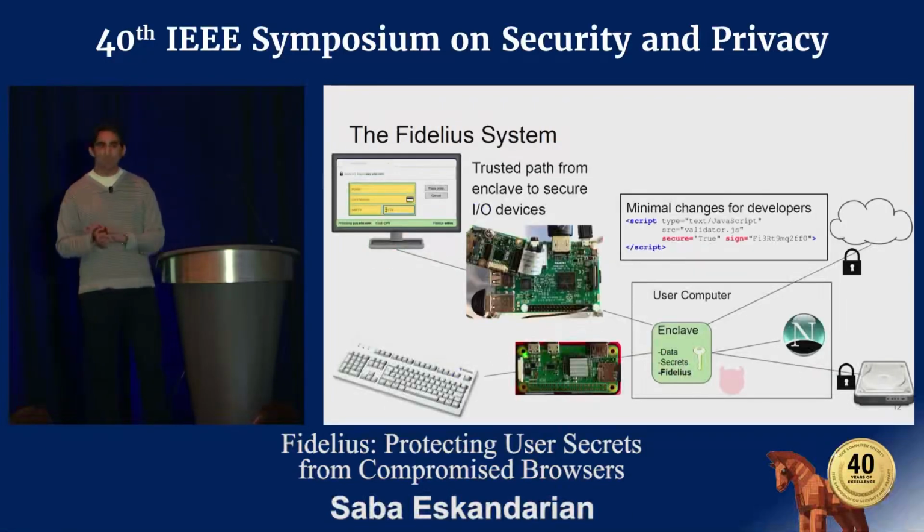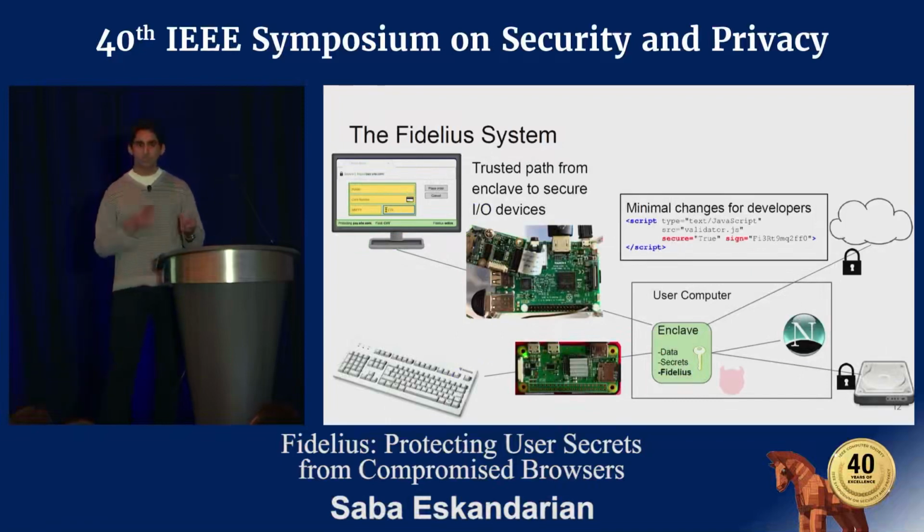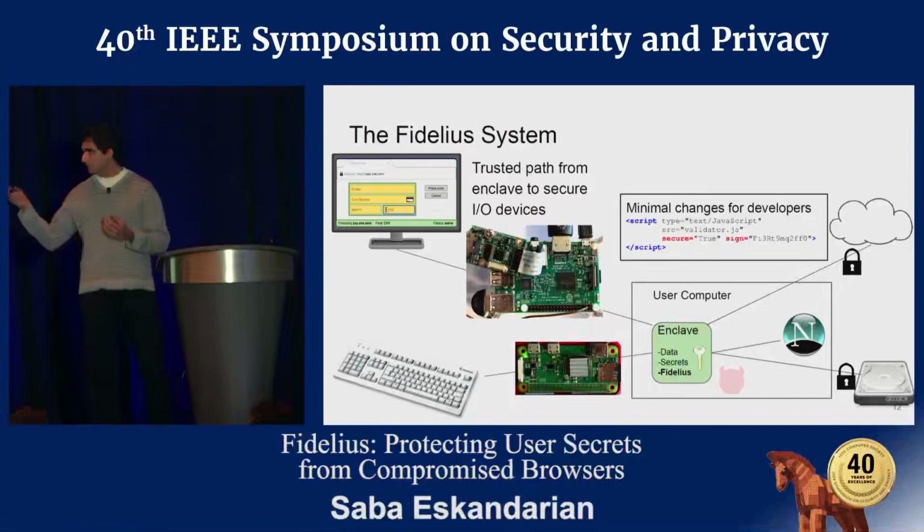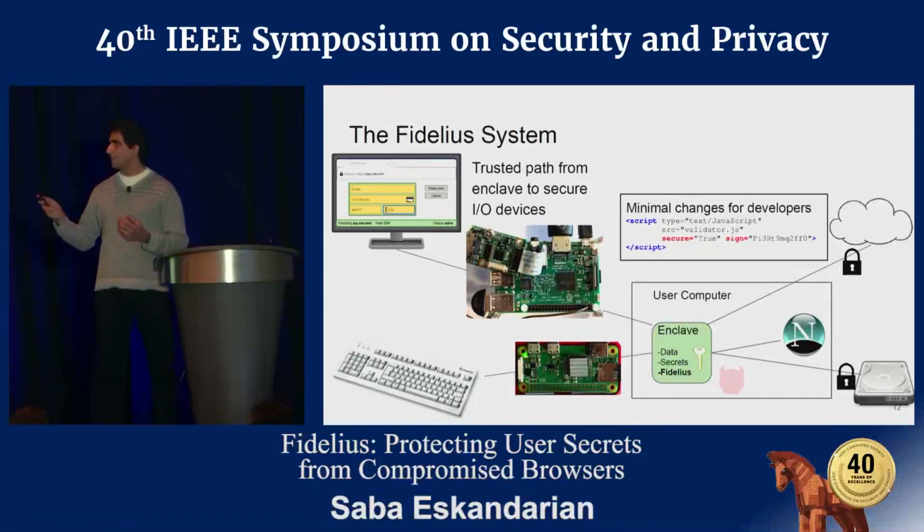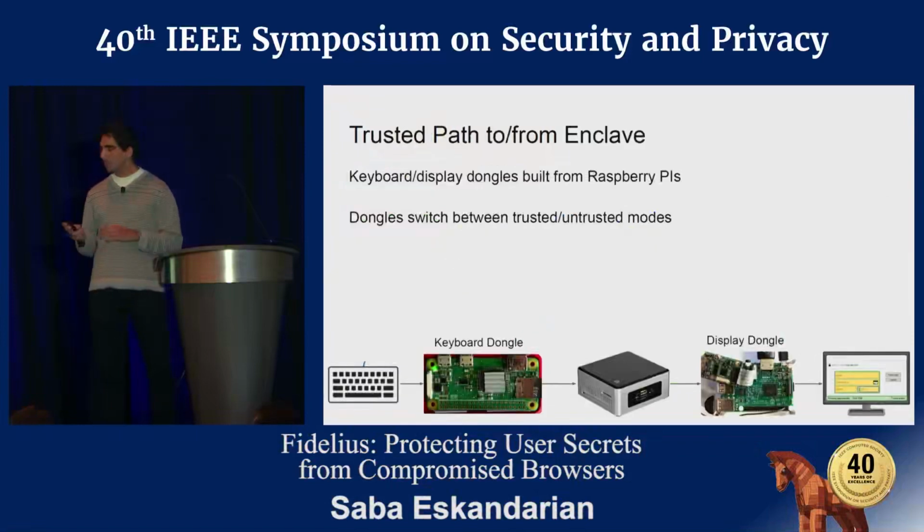Finally, and perhaps most importantly, we need some way for the user to be able to interact with the enclave and take advantage of Fidelius. So we build these dongles. You can see pictures of them here. They implement a trusted path from the enclave to the user so that any attacker in between isn't able to tamper with or read what's being sent. So I want to start by talking about this trusted path to and from the enclave.